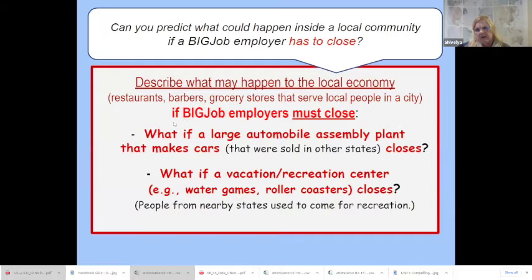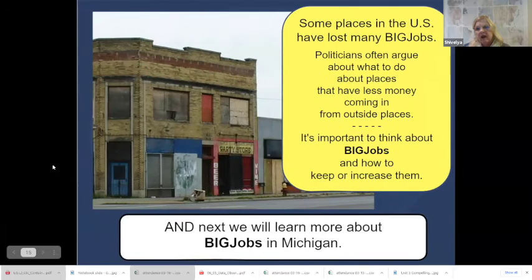So here's an example. If we have something like a big job employer closes, that could be something that happens. What if a large automobile assembly plant that makes cars closes? Or what if a vacation recreation center closes? What is going to happen? And we can kind of brainstorm what will happen. What did they see happen with some of the things that changed or were closed temporarily during the pandemic? We've got some other information about what happens when these big jobs leave a community or no longer have an impact on a community.